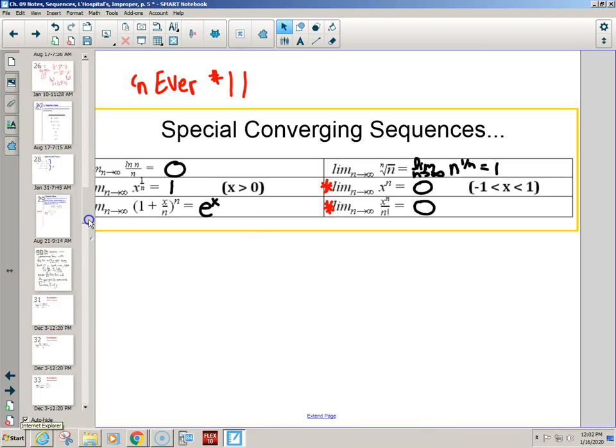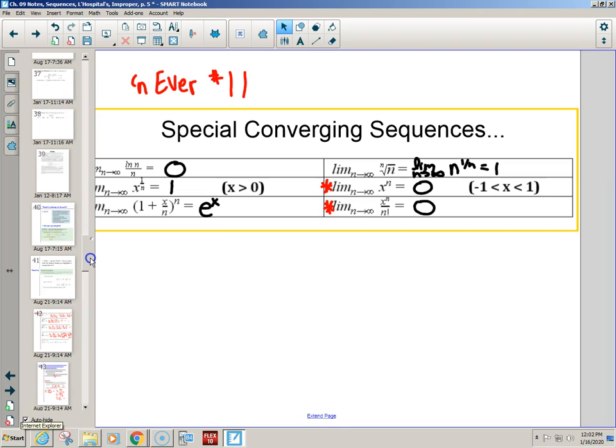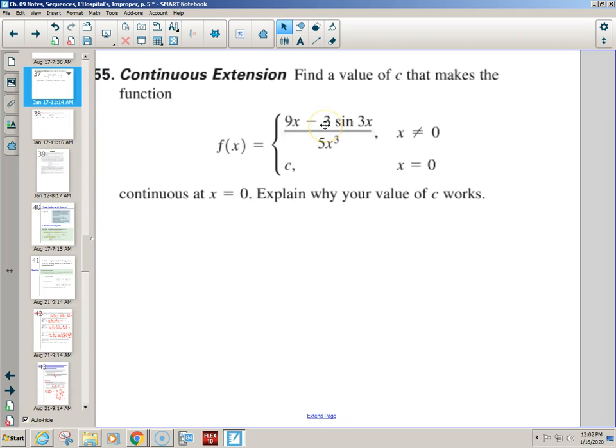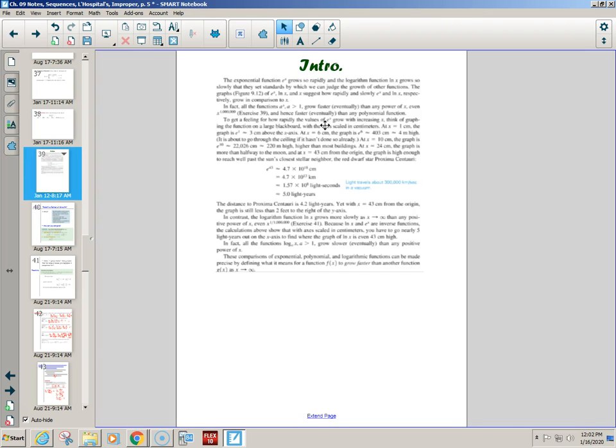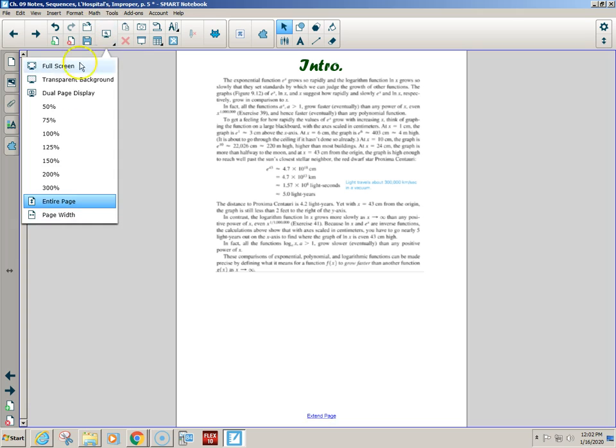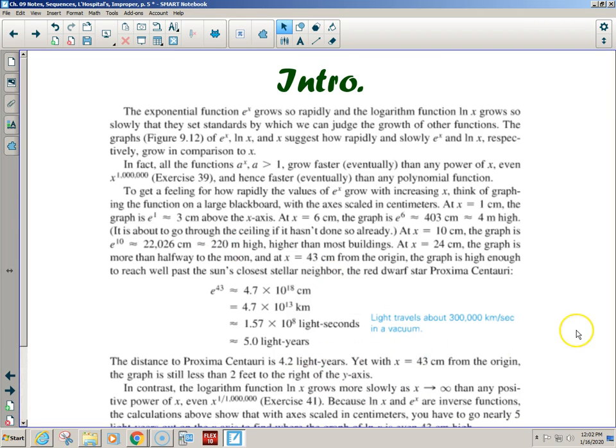Otherwise, let's go ahead and go to section 9.3, relative rates of growth. Okay, before we get to relative rates of growth, I have a quick intro that I think is interesting.